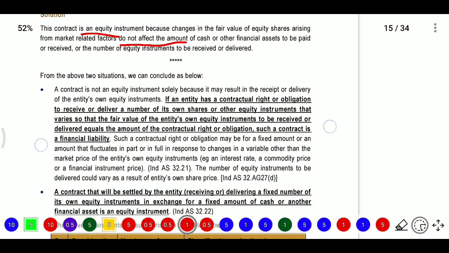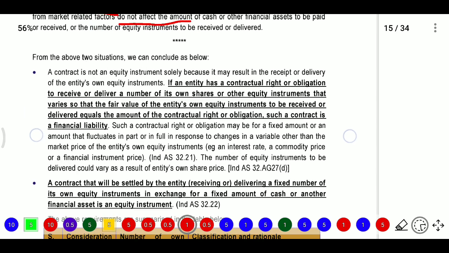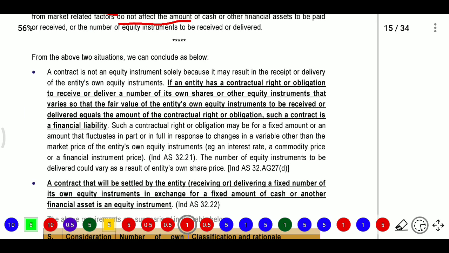So from the above two situations we can conclude that a contract is not an equity instrument. It is not an equity instrument just because the entity is issuing equity; that does not make it an equity instrument. That is the case because it may result in the receipt or delivery of the entity's own equity instruments. If an entity has a contractual right or obligation to receive or deliver a number of its own shares or other equity instruments such that the fair value of the entity's own equity instruments to be received or delivered equals the amount of the contractual right or obligation, it is a contract financial liability.